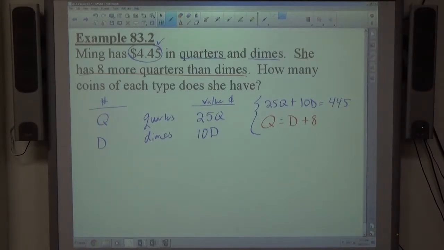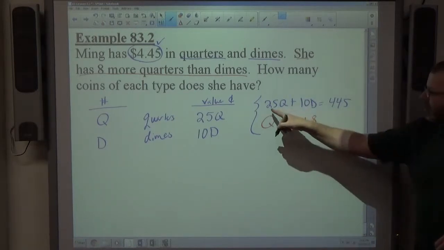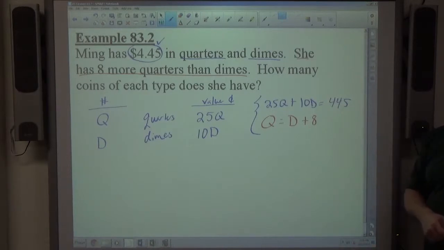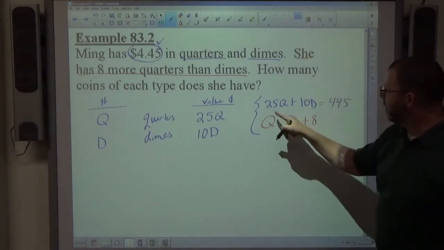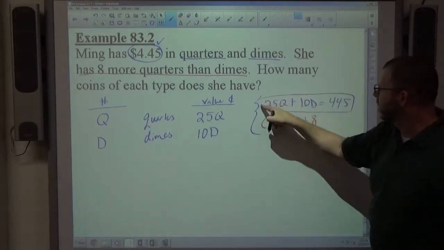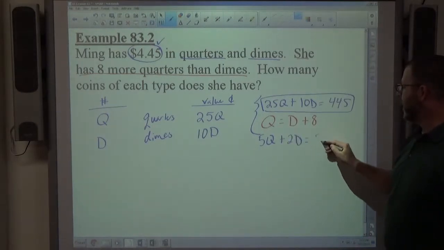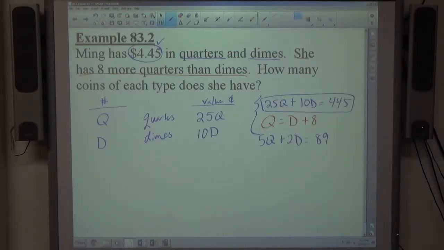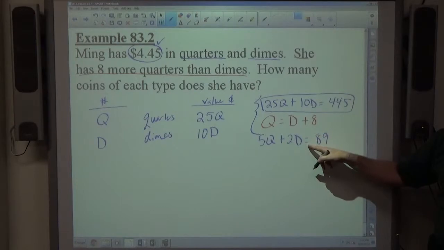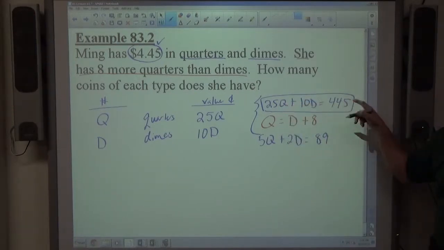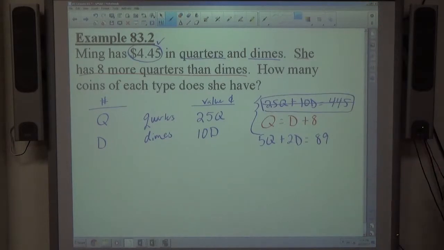Once again, elimination and substitution are options for what we're going to do. Once again, look at the blue equation this time: 25, 10, 445, everything divides by 5 again, right? Not a coincidence, it happens every time, or almost every time. So if I take this equation and divide everything by 5, I'm going to get 5Q plus 2D is equal to 89. Those two equations are equivalent because I divided everything by the same amount. It's not a requirement to do that, but anytime you can make numbers smaller, it makes the problems easier to do. So it's worth considering.